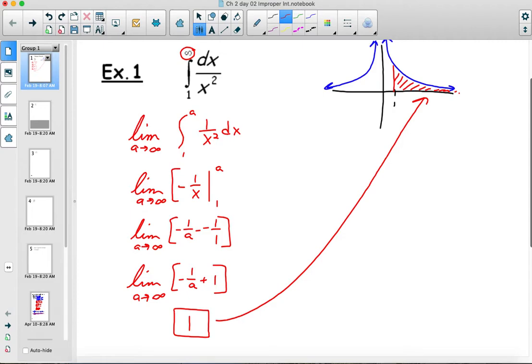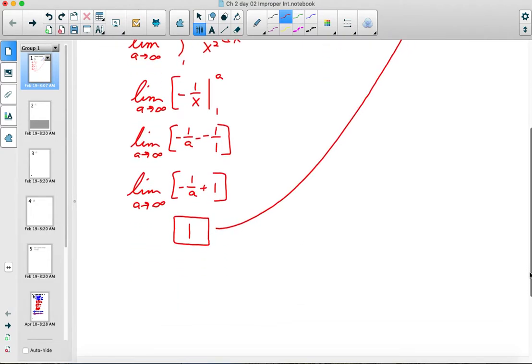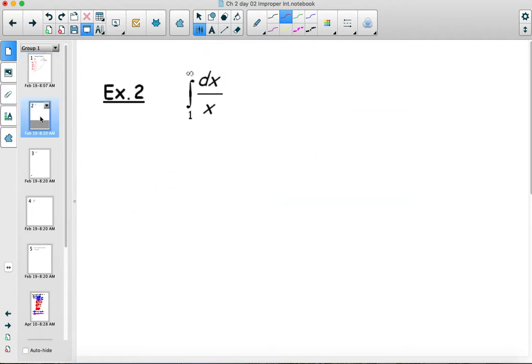Alright, so let's take a look at another example. How about the integral from 1 to infinity of just 1 over x, not 1 over x squared? So, once again, I want you to get a visual. What's 1 over x look like? Put 1 there. Well, that's this curve. And then over here, in the third quadrant, but we're not concerned with that, we're going from 1 to infinity.